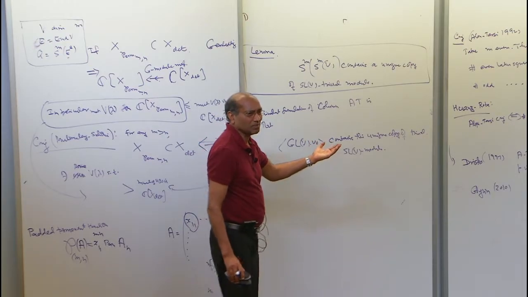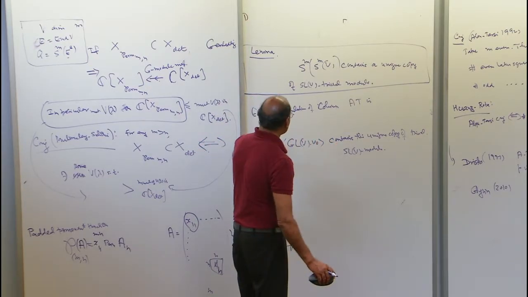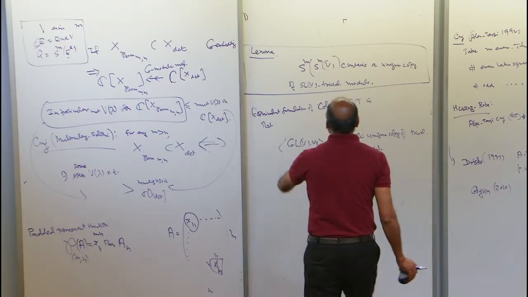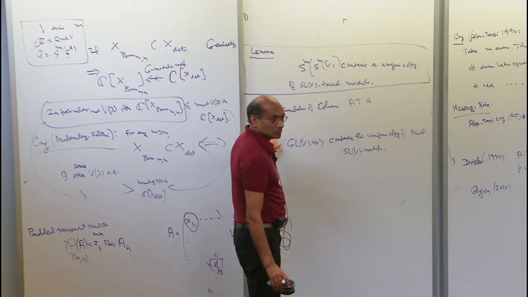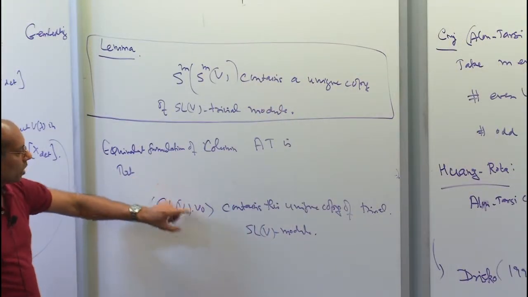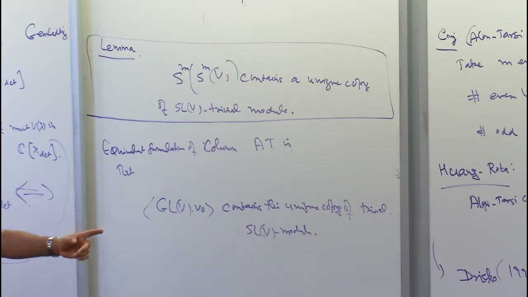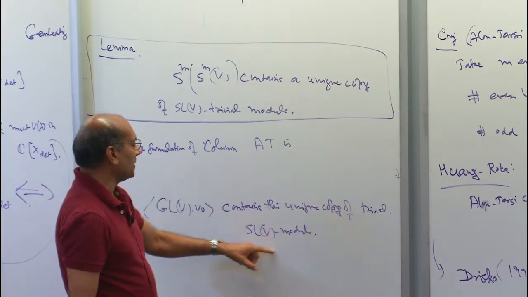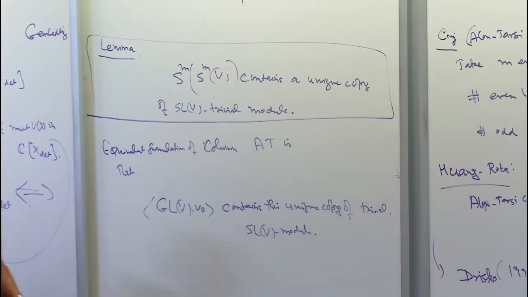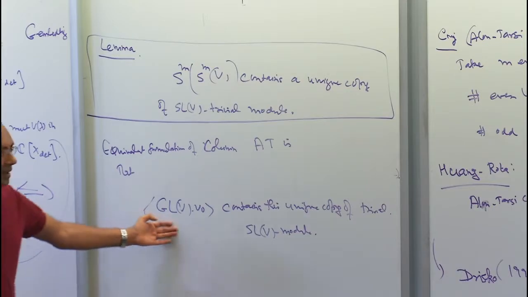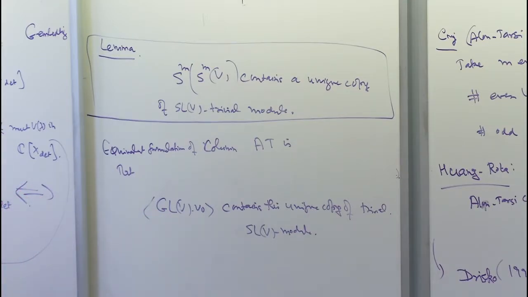Okay, so the equivalent formulation says, so you understand the L&RC conjecture now? It says that L&RC is equivalent to saying that the GLV module generated by this specific vector which I wrote down contains this unique copy of the trivial SLV module. So this is a G module. You decompose, and it does contain the trivial module in it. That's an equivalent formulation.